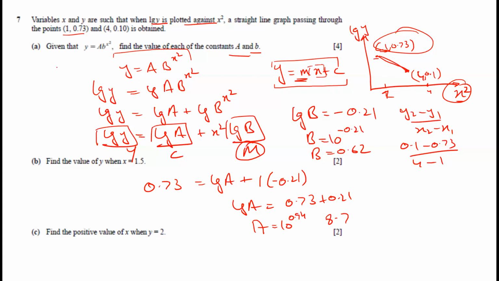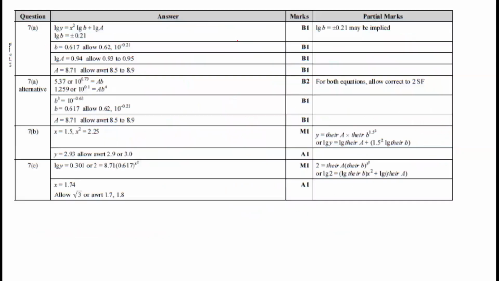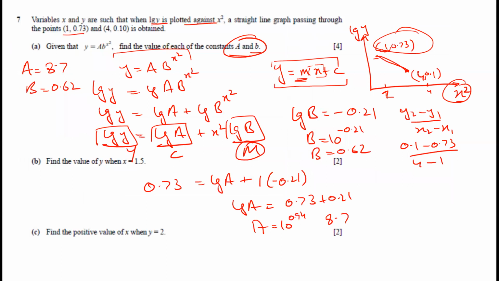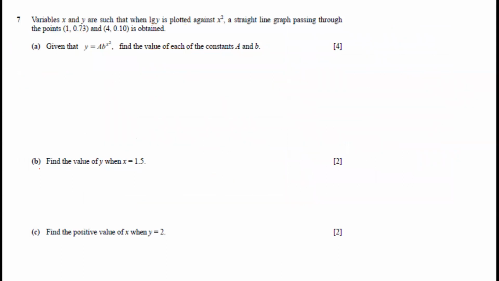Now we have our two numbers. So a is 8.7 and b we get 0.62. So we have gotten the values of a and b. So a is 8.71 and b is 0.62. Now for the second question, find the value of y when x is 1.5.